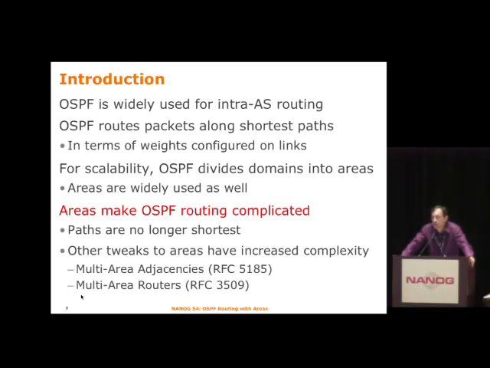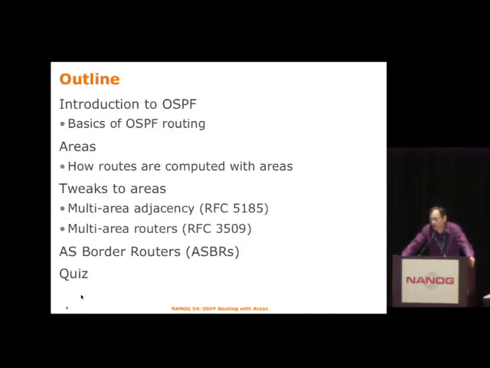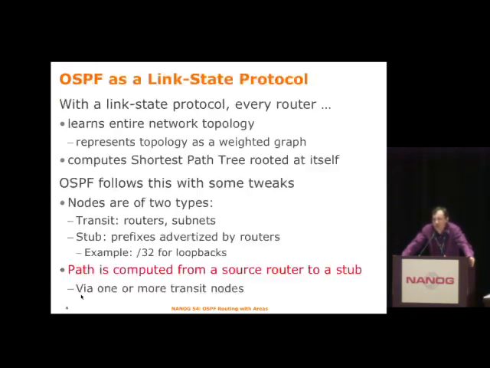Areas add some surprising complexity to what happens with OSPF routing. You can get paths that are no longer shortest paths in terms of the weights. And OSPF has evolved to allow some additional tweaks that make the complexity even greater. I'm going to give a quick introduction to OSPF routing, how areas behave with routing, a couple of the RFCs that have tweaked on the OSPF standard, and about some other things that happen with routing to autonomous system border routers. And I'm going to end with a quiz, just to get us back to very old school.